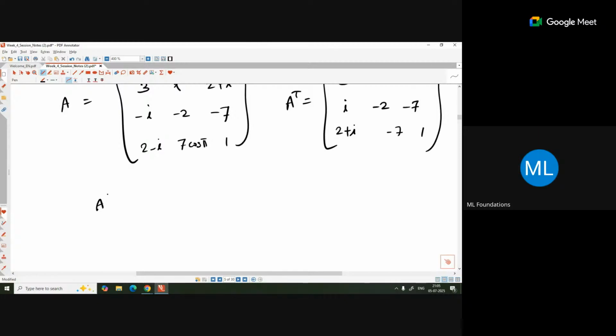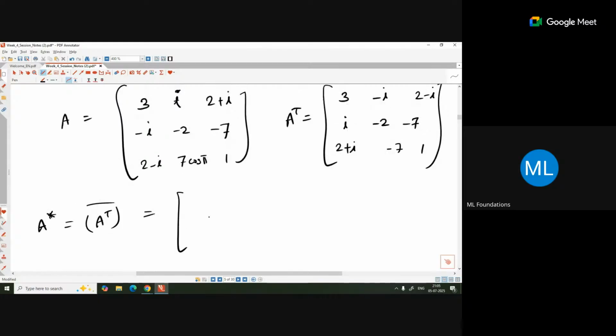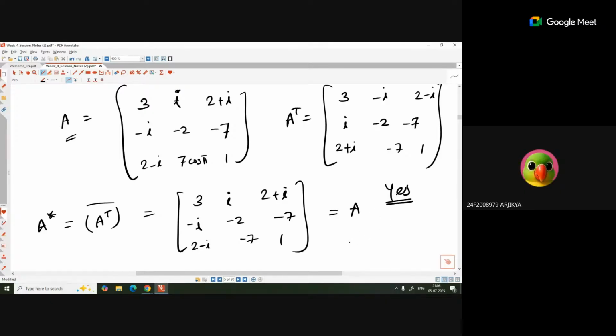Now A transpose conjugate is your A star, and A star is 3, minus 3i, 2 minus iota; minus I, minus 2, minus 7; 2 plus I, minus 7, 1. Is that the same as A? Yes, it is. And hence A is Hermitian.